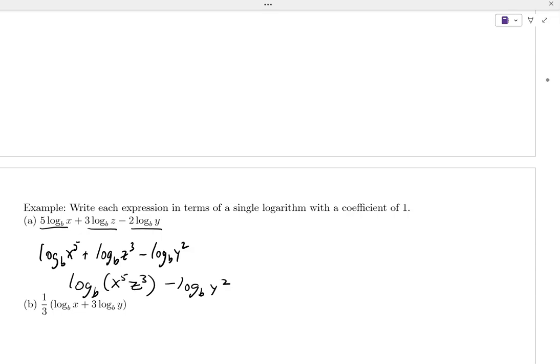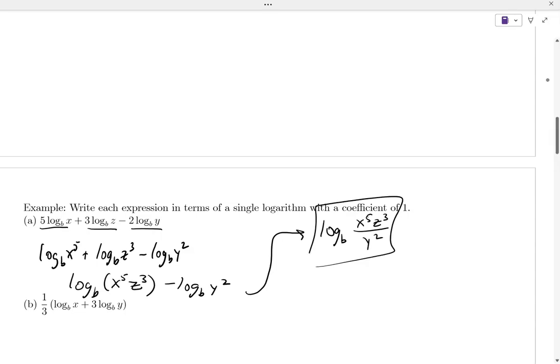So I have two logs left, but I've got a minus sign in the middle. Well, when we had a plus sign in the middle, we multiplied, right? When we have a minus sign in the middle, what do we do? Divide. So how are we going to write this then as a single log? Good. Exactly right. And so then this would be your final answer for that one.